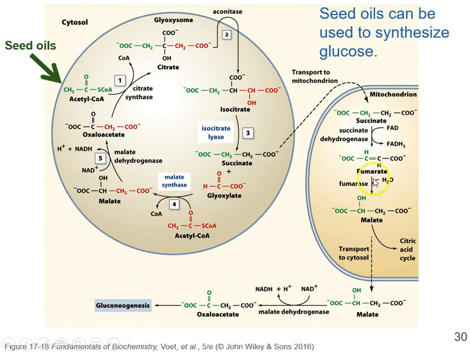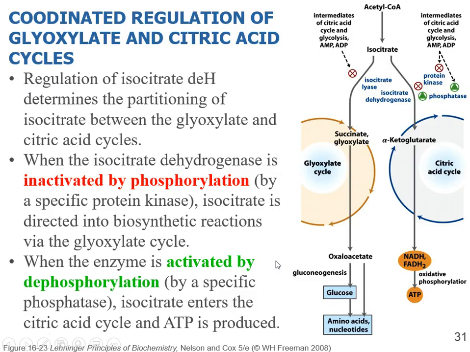But what's happening over here is that since the succinate is forming fumarate and malate, the malate gets transported out into the cytosol, and then malate forms OAA, and then OAA enters gluconeogenesis. So in the plant, that helps generate glucose until the photosynthesizing apparatus in green leaves can take over the process and generate glucose from CO2.